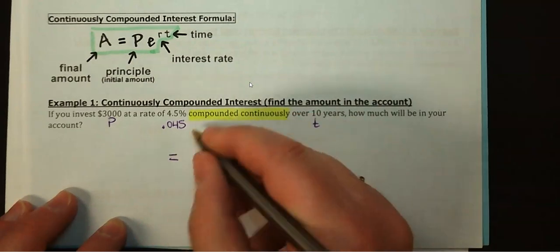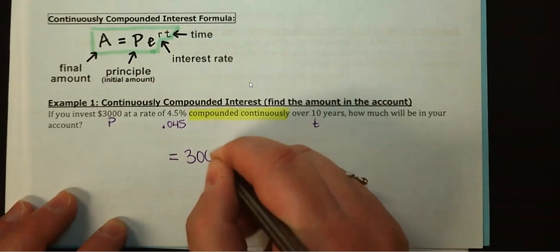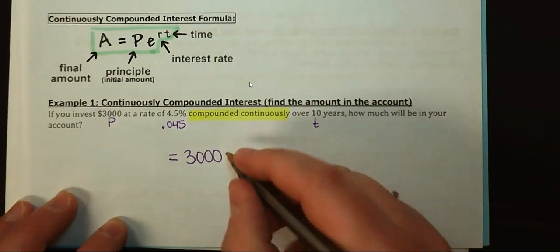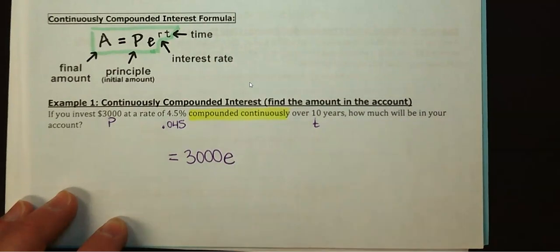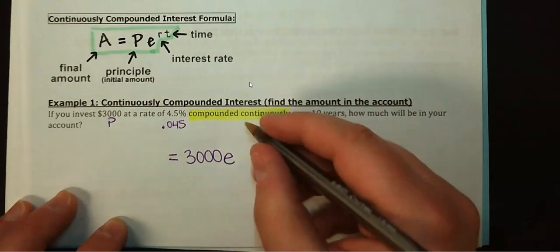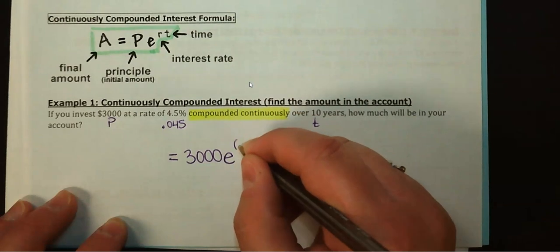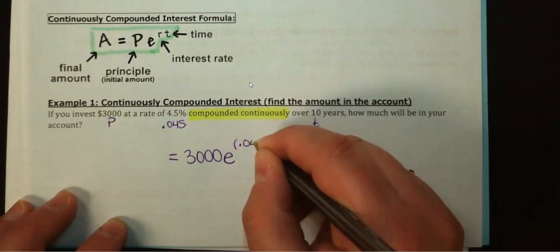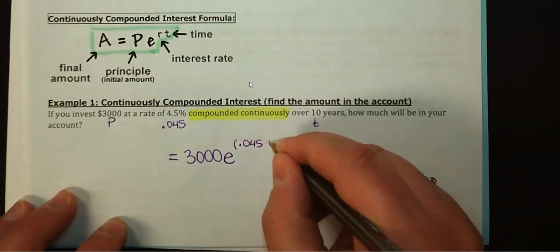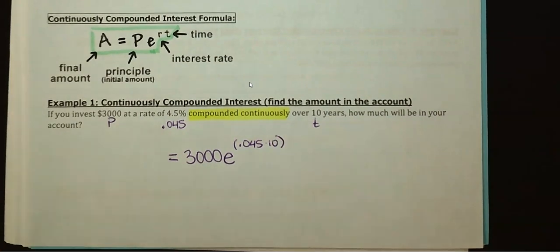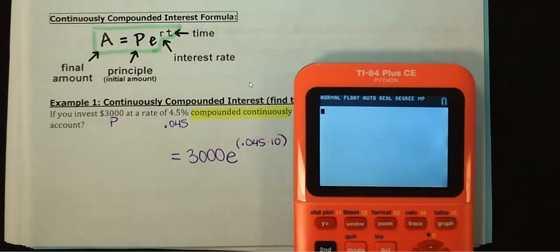How much are we going to have in the account? So you're just going to type 3,000. And then don't forget, e is not a variable. It's just a button on your calculator. Now the exponent here is going to be 0.045 times 10. So if you have an 84, you don't need parentheses. But if you have an 83 or a scientific calculator, we're going to need to use parentheses around that exponent. We're just going to literally type this in.